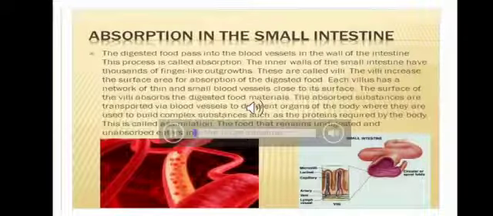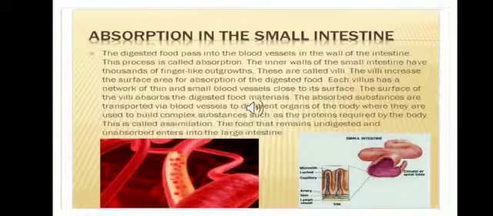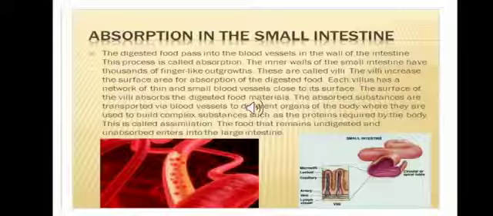The digested food now passes into the blood vessels in the walls of the intestine. This process is called absorption. The inner walls of the small intestine have thousands of finger-like outgrowths. These are called villi. The villi increase the surface area for absorption of the digested food. Each villus has a network of thin and small blood vessels close to its surface. The surface of the villi absorbs the digested food materials.